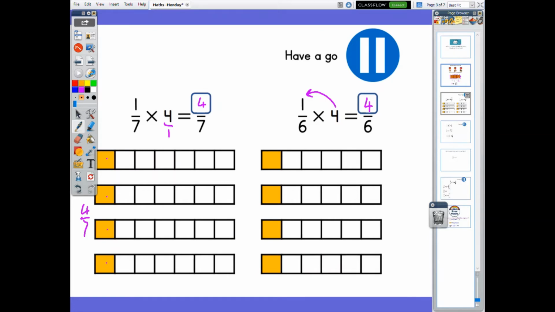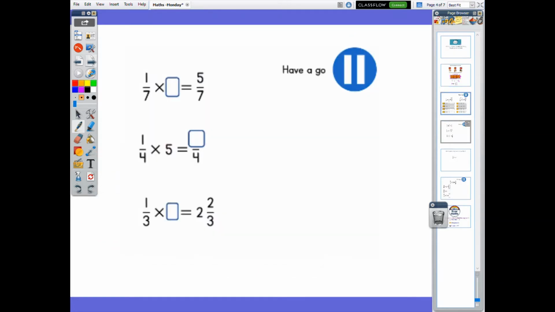Okay, so I would like you to pause the video and have a go at these questions. So this time you are finding either the missing whole number, the missing numerator, or you've got the missing whole number again. So have a go at those, please.